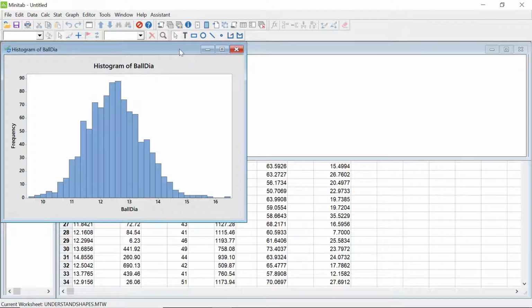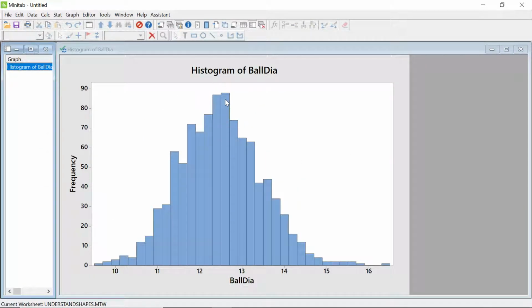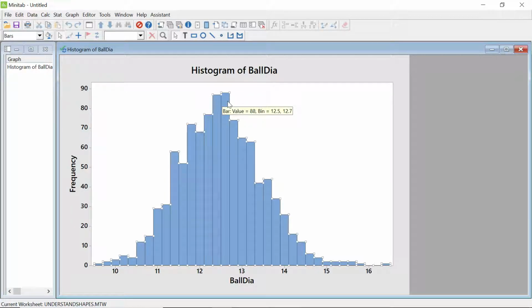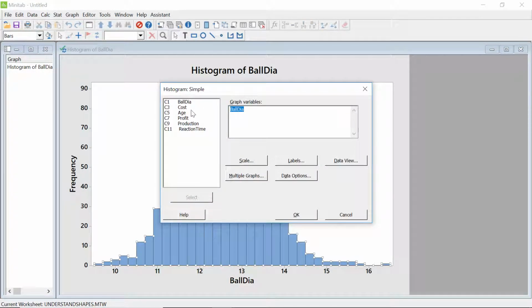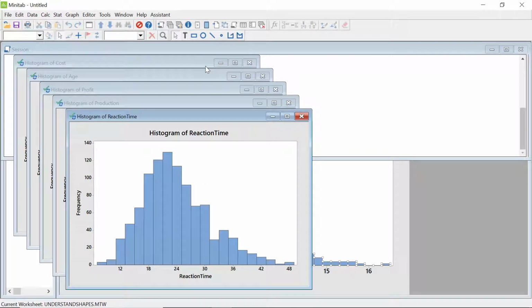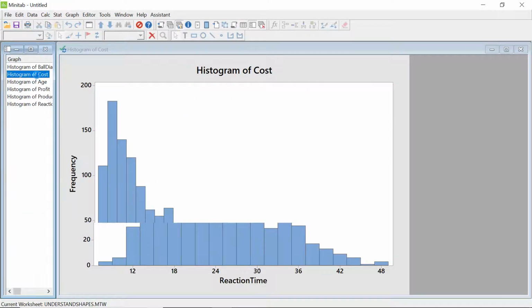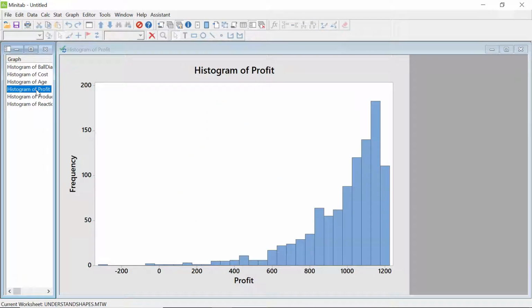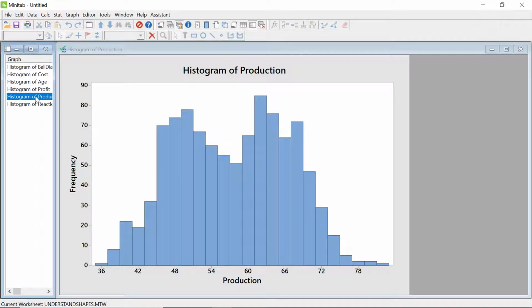The histogram is ready. Show graph folder. So if we click on the highest tallest bar, we can see the class interval is between 12.5 and 12.7 and the frequency is 88. I'll just request you to click on Ctrl E, choose everything from cost to reaction time and just go and select. You can make all the histograms together. So all the histograms will appear together, and if we want to go to cost, or age, or profit, we can see any of the graphs in one instance.